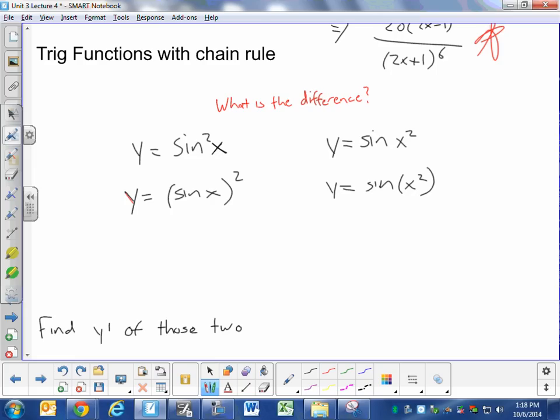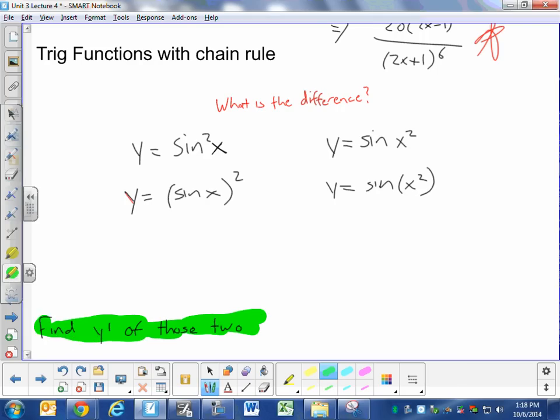These are both compositions of functions, just the outside and the inside are different for each. So let's find y prime of those two. Go for it. The key is to rewrite it using parentheses so that you notice the outsides and the insides. The inside is usually inside the parentheses, the outside outside of it.